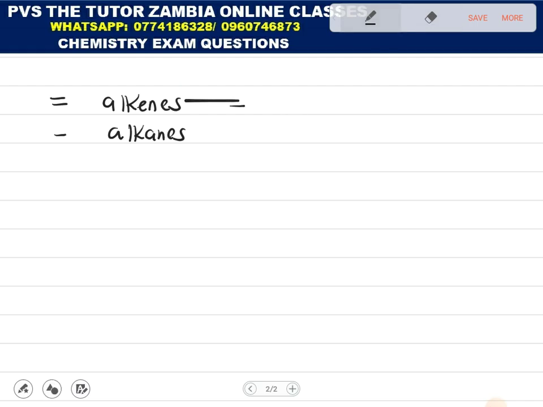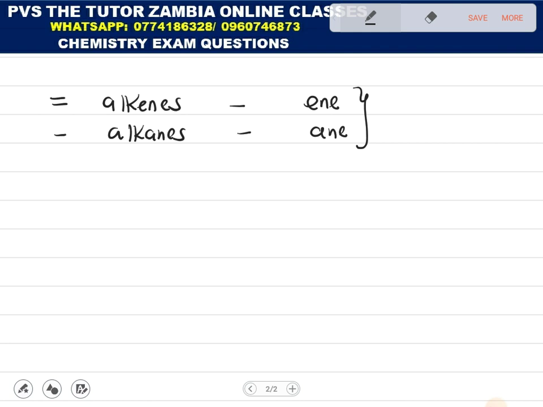Now all the compounds that belong to this homologous series, they end with ANE. So any compound, as long as it belongs to an alkane, it will end up with ANE and so on.